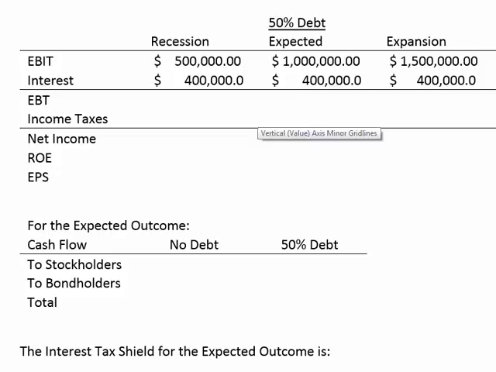The second case, I'm going to take 600,000 divided by 500,000 shares. So it'd be $1.20. Now, last case, it's going to be 900,000 divided by 500,000 shares, or $1.80. Okay.